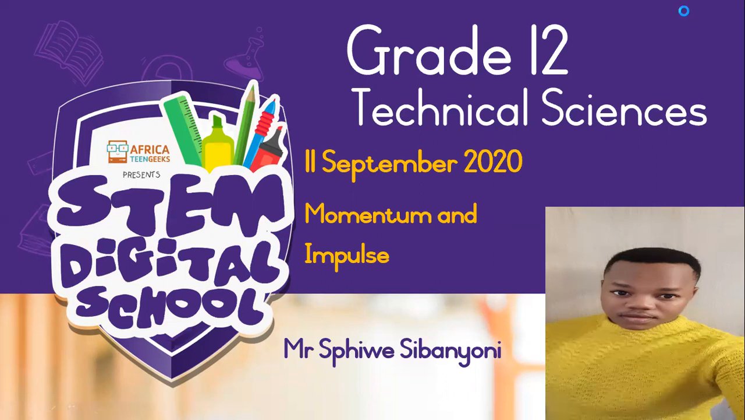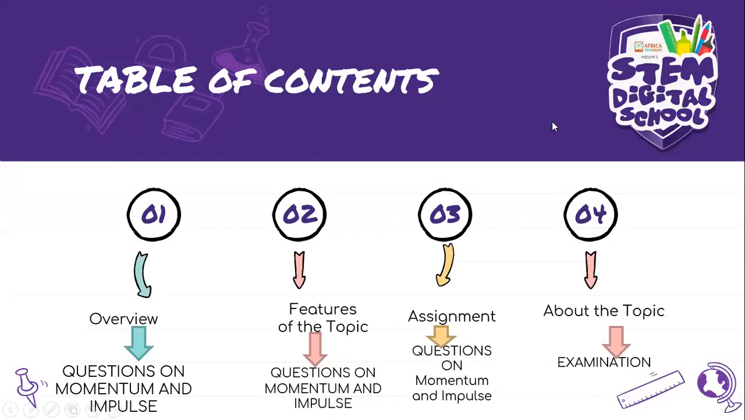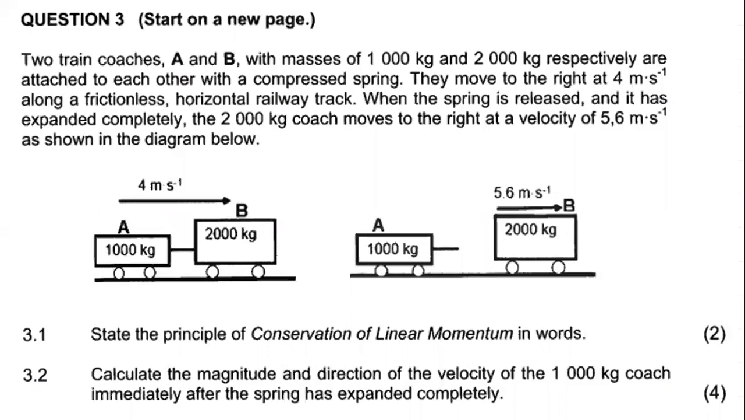We continue with the overview of the lesson. As with the features of the topic, we will be doing questions on momentum and impulse, as well as the assignment. For those that are new, I will be reminding you of what you need to take care of in terms of preparing for your examination. We shoot straight into the questions on momentum and impulse.